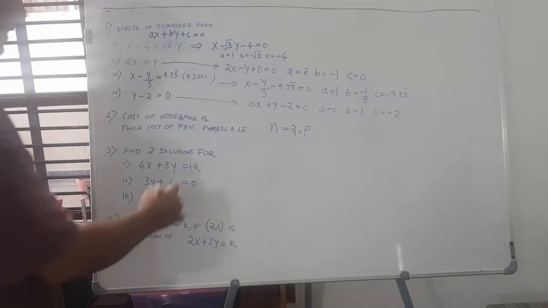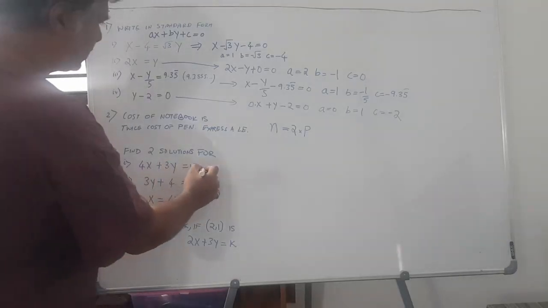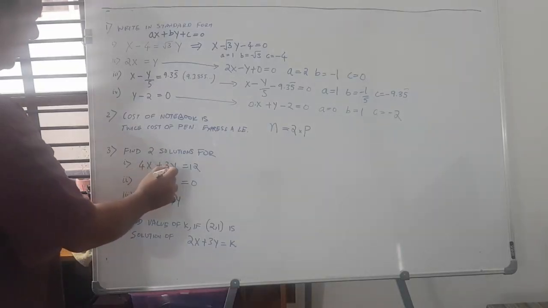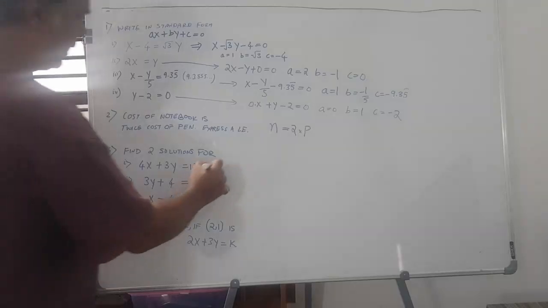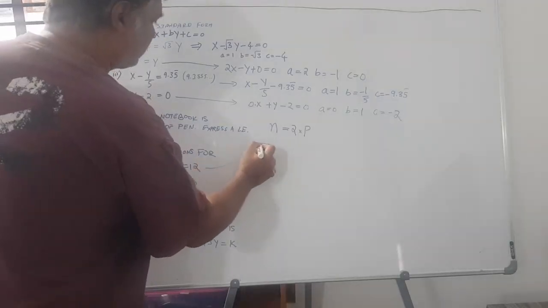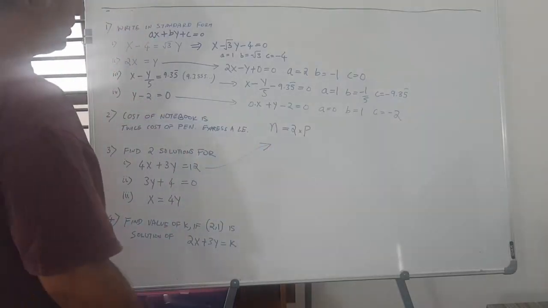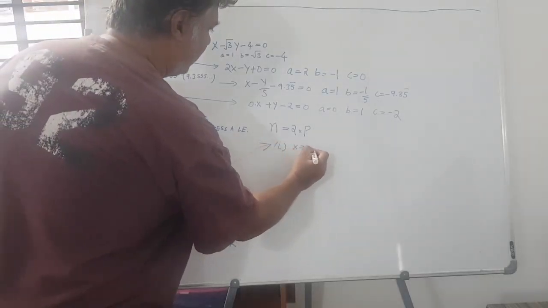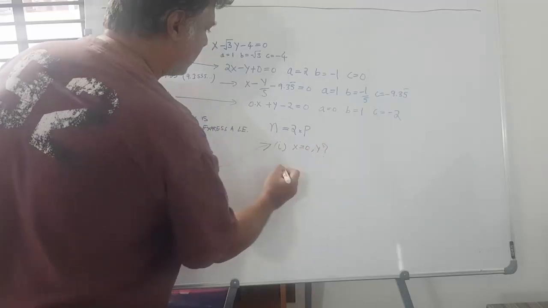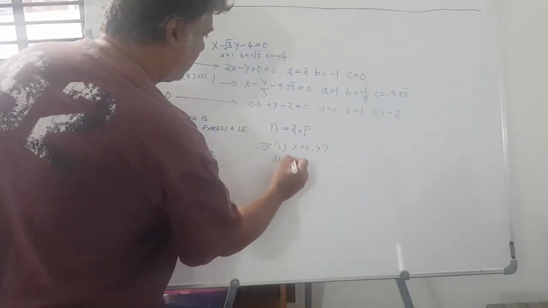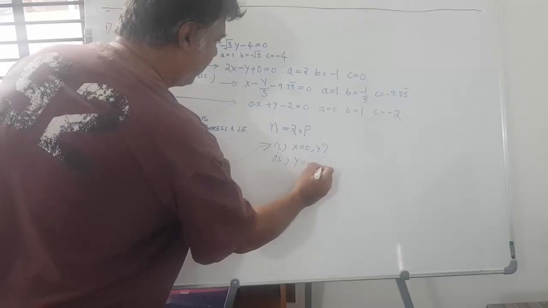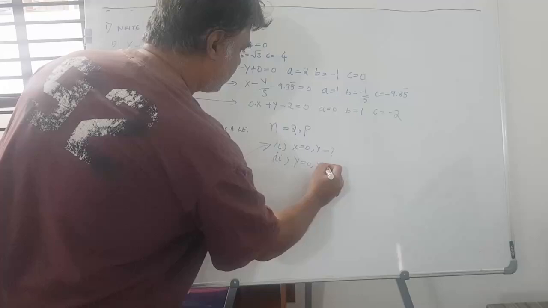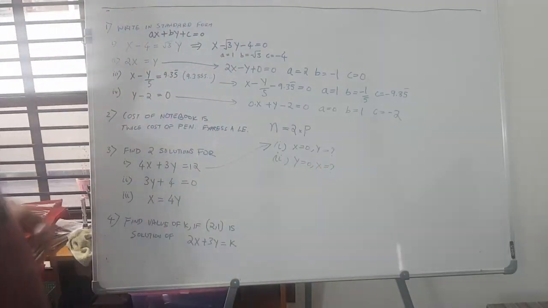The next question is to find two solutions. We have a linear equation 4x plus 3y is equal to 12. If we want to find two solutions for it, the best way to do it is, for the first solution put x is equal to 0 and find out what y is, and for the second solution put y is equal to 0 and find what x is. These will give you two solutions.